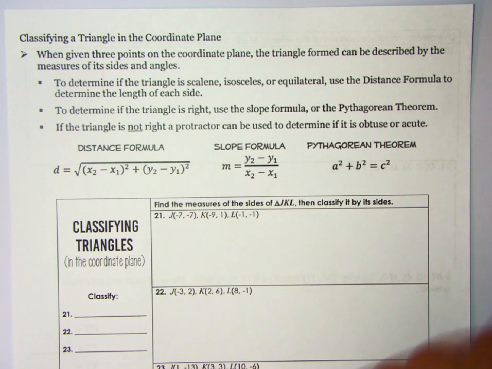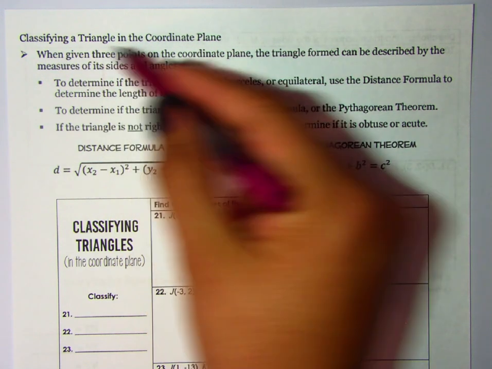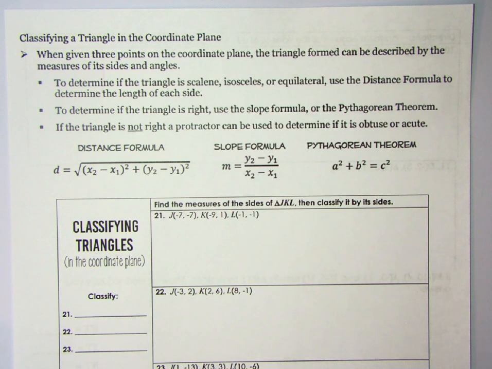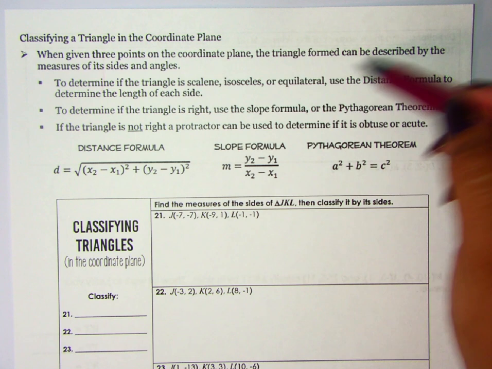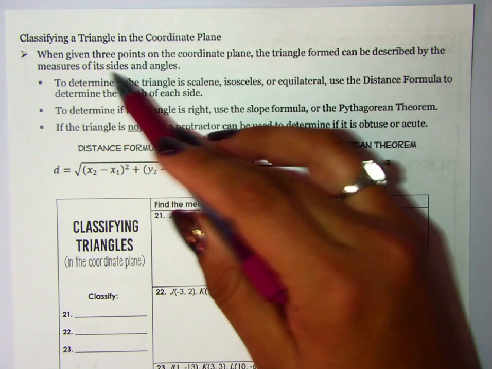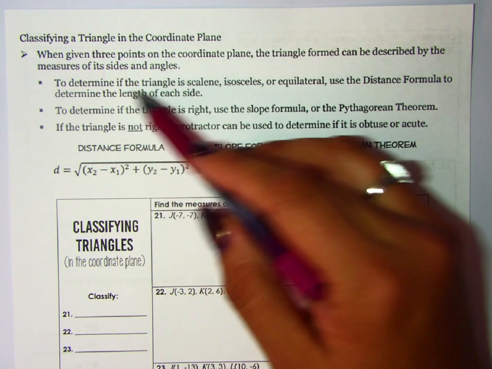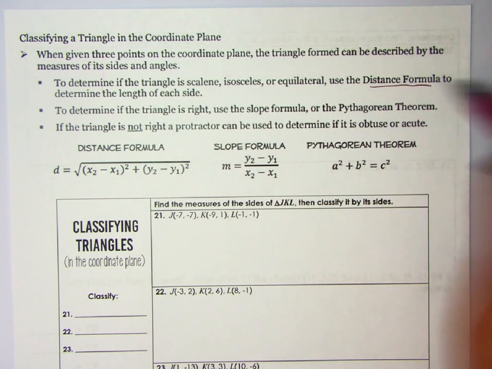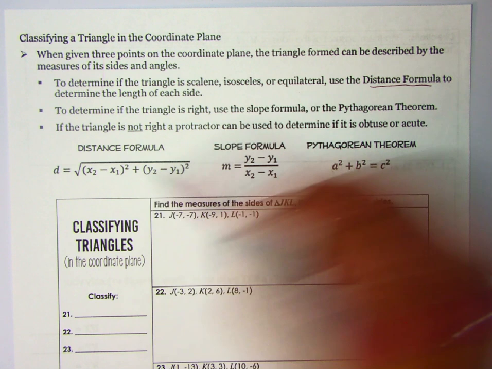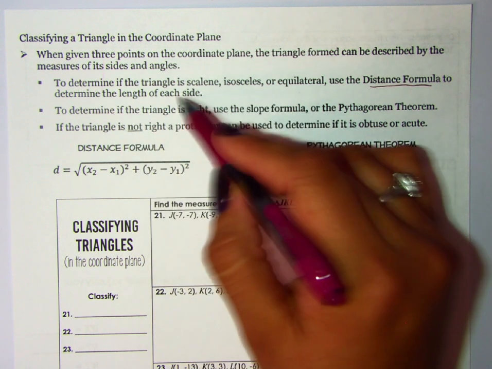Hey students, in this video I'm going to explain how to classify a triangle on the coordinate plane. When given 3 points on the coordinate plane, the triangle can be described by measuring its sides and angles. To determine if the triangle is scalene, isosceles, or equilateral, you use the distance formula, which is right here, to determine the lengths of each side.